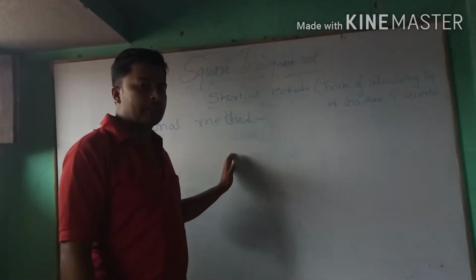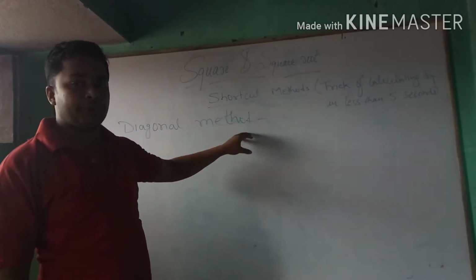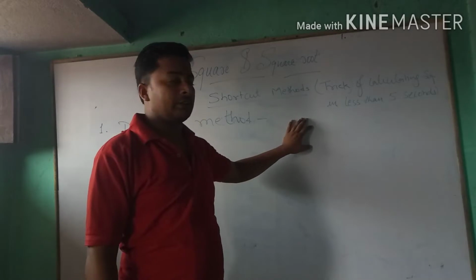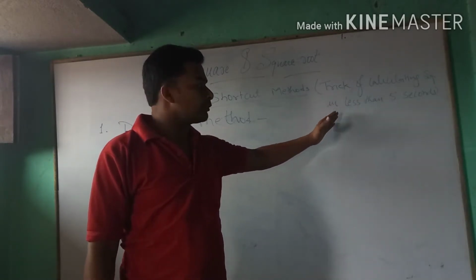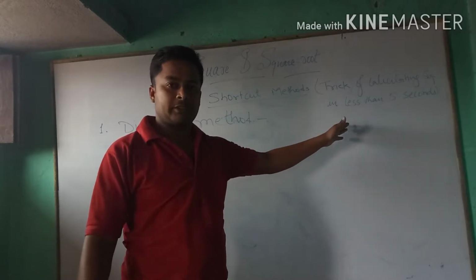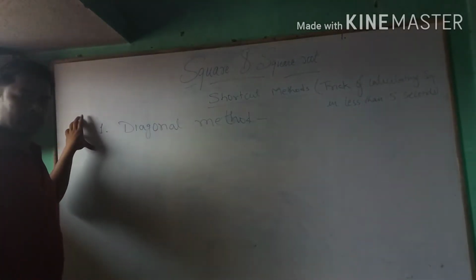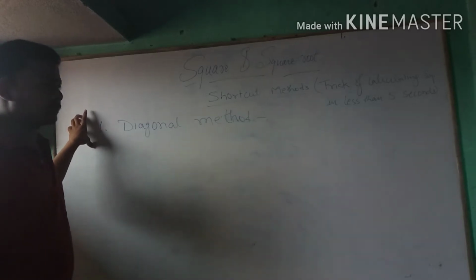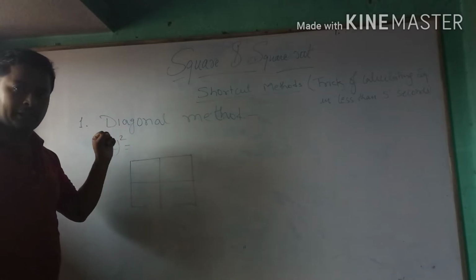Today we will discuss the square and square root chapter, in which we deal with shortcut methods. It is written here: trick to calculate the square or the square root in less than 5 seconds. We will learn that right now. The first one is the diagonal method. You can see that we have written the first method is the diagonal method.